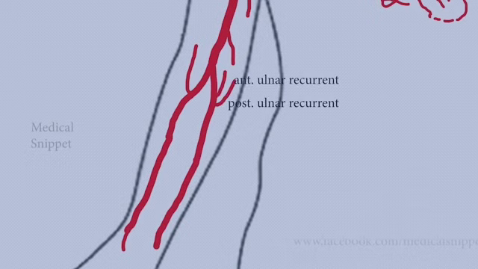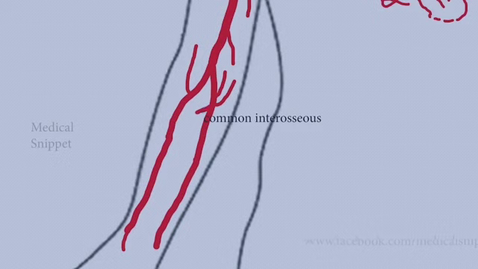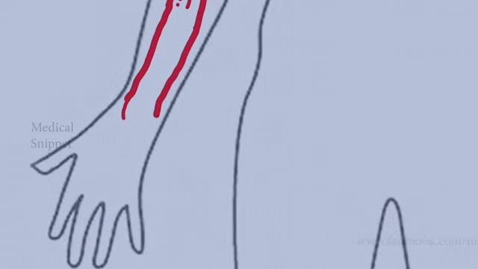The radial artery gives rise to radial recurrent artery and superficial palmar branch. The ulnar artery gives rise to anterior and posterior ulnar recurrent arteries, common interosseous artery which gives rise to the anterior, posterior, and recurrent interosseous arteries. The ulnar artery at the wrist divides into superficial and deep branch.